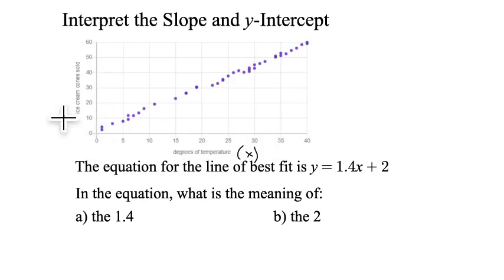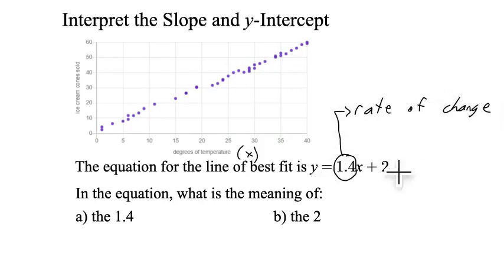And on the left side, we have ice cream cones sold. So how many ice cream cones are sold? And we notice that as the temperature increases, the number of ice cream cones increases also. Right, the slope of this line is 1.4, and the slope represents the rate of change. So what we can say about the 1.4 is that for every 1 degree increase in temperature, the number of ice cream cones sold increases by 1.4.